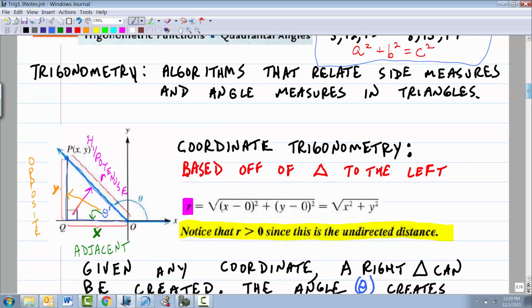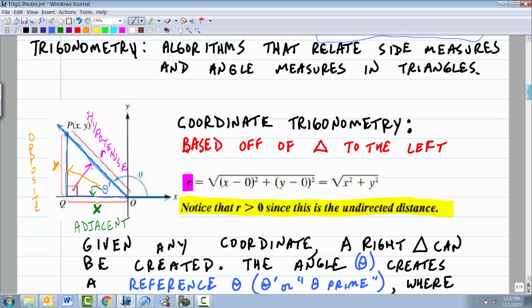Okay, so what did I say? Read this thing up at the top, trigonometry. That's just our little introduction. You've already done trig once or twice, in 2 different classes. Trig is the magical algorithms that allow us to relate side measures to angle measures. We can find side measures from angle measures. So that's what the magic is behind trigonometry, and vice versa.